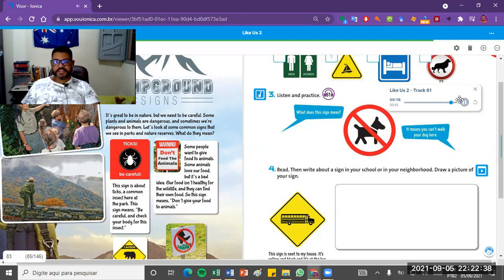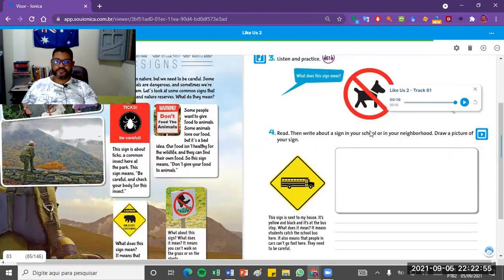Okay, what does this sign mean? Again, what does this sign mean? It means you can't walk your dog here. It means you can walk your dog here. Perfect. Okay, 4.